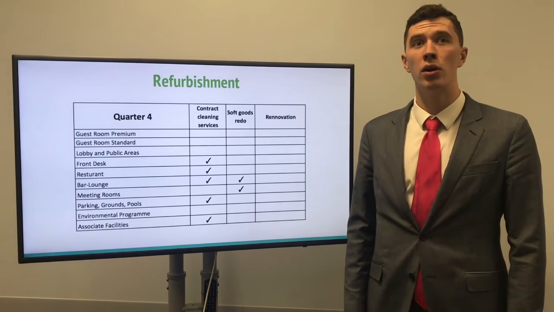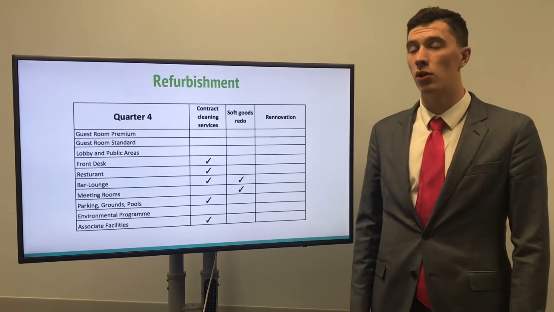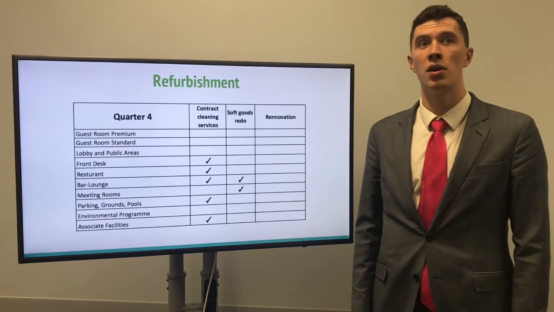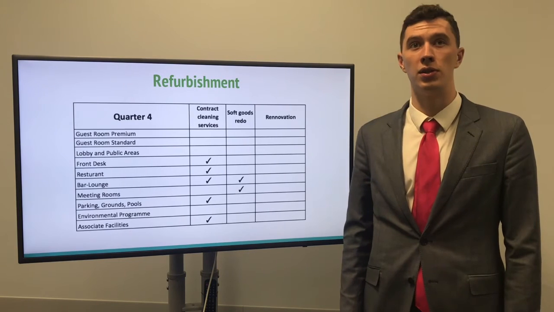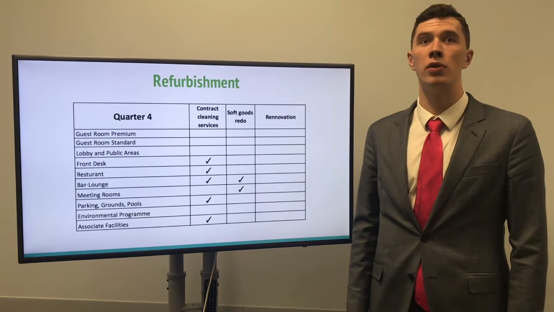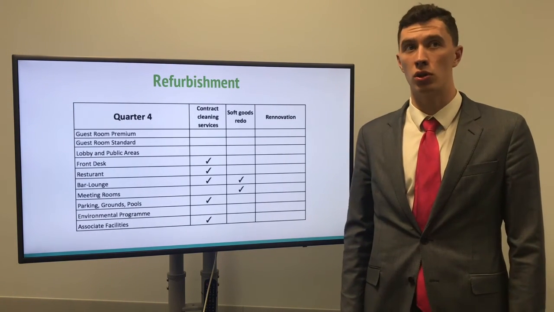For this last quarter of the year, we decided to invest in cleaning services for the front desk, restaurant, bar lounge, parking, grounds and pools, as well as associate facilities. We invested in a soft goods redo of the bar, lounge and meeting rooms in October.